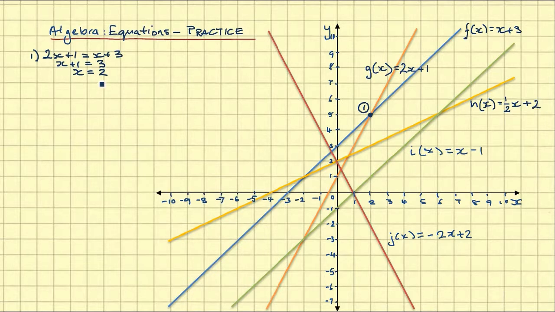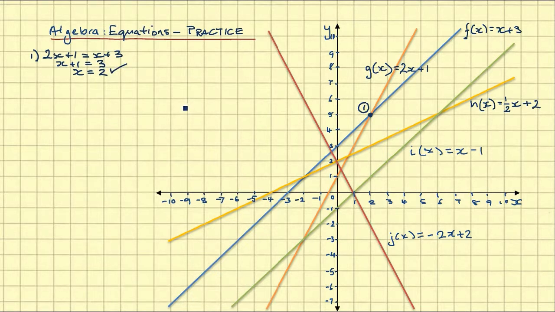Now it's a good idea to check our result. So if we substitute x equals 2 back into the left-hand side of the equation, we get 2 times 2 equals 4. 4 plus 1 equals 5. And on the right-hand side, x equals 2 plus 3. 2 plus 3 equals 5. So 5 equals 5. So it's a really good idea to do that check so that we can be confident that our answer is correct.